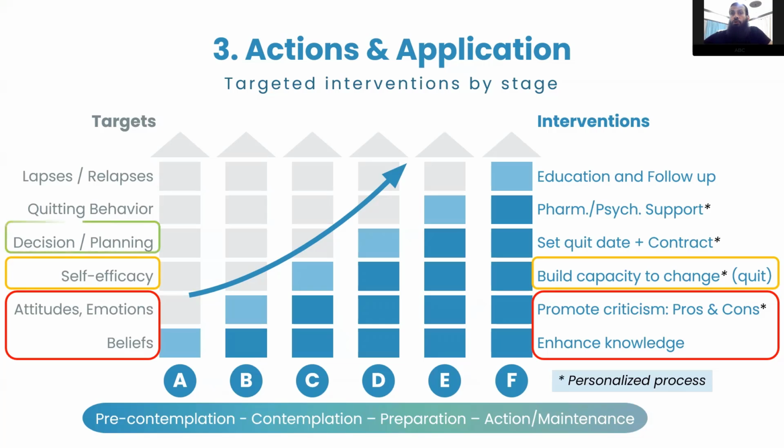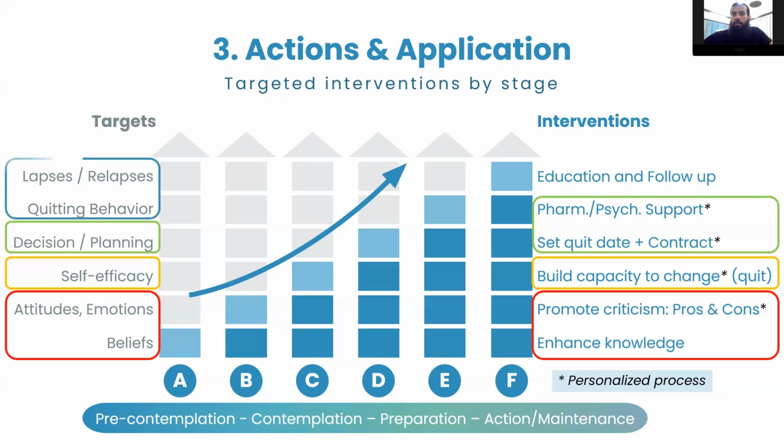Once the patient enters the preparation stage, interventions aim at guiding and supporting the decision-making process. We set the quit date at a reasonable timeline and establish a contract to quit smoking, which includes personalized reasons and goals, as well as guidelines and strategies to facilitate quitting and how to seek specialist support.